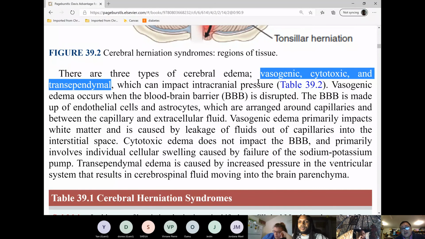So regardless of the cause, edema is edema. It will increase intracranial pressure because it occupies space. It increases volume inside the cranium.